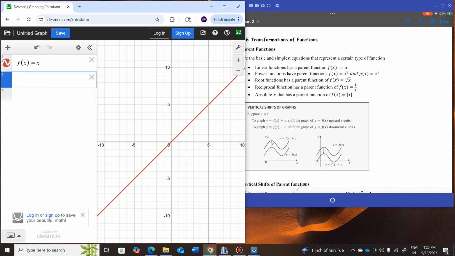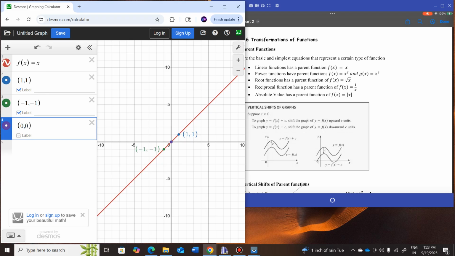And we're going to see that these points are going to be very common for a lot of these functions. So 1, 1, negative 1, negative 1, and then another one is 0, 0. Okay. All these are on the graph. All these are very common, and all these can be used to see what happens in the transformations of these.